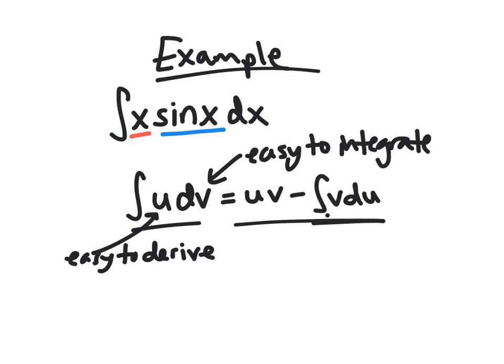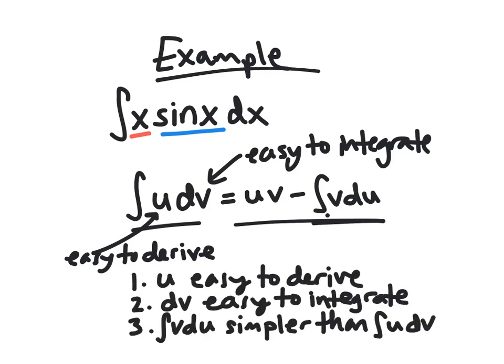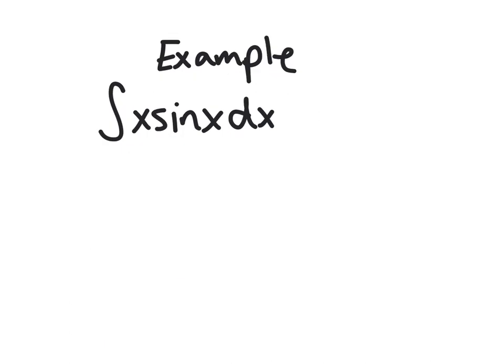Now in this case, both x and sine x are easy to integrate and easy to derive. So the real question is, which one makes it simpler? Okay, so these are the 3 steps I try to abide by while choosing my u and dv. In this case, both are easy to do in both directions, but if we integrate or derive sine, we're going to end up with plus or minus cosine, right? So it's kind of the same level of complexity.